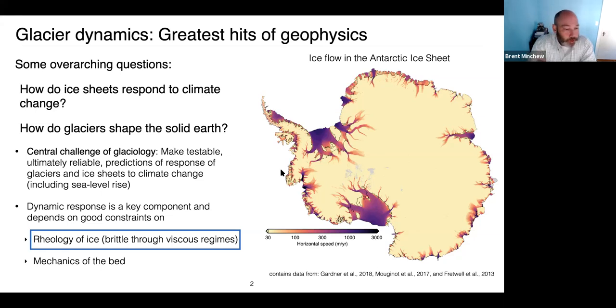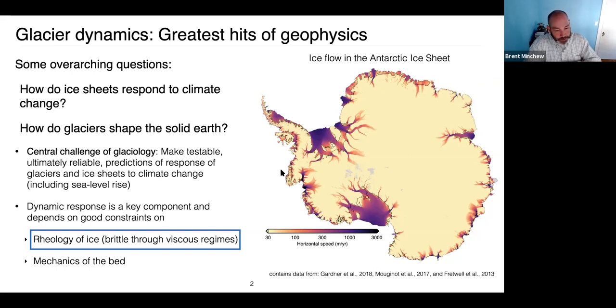Now, the central challenge of glaciology, as a field, is to make testable and ultimately reliable predictions of the response of glaciers and ice sheets to climate change. This, of course, includes their contribution to sea level rise, hence the theme of this overall seminar series. The dynamic response of the glaciers, something I'm very interested in, is a key component of understanding how glaciers and ice sheets respond to changes in climate and how they'll contribute to sea level rise. That dynamic response depends on a whole variety of factors.